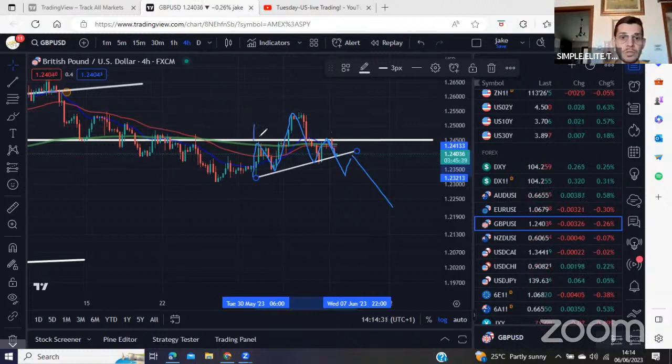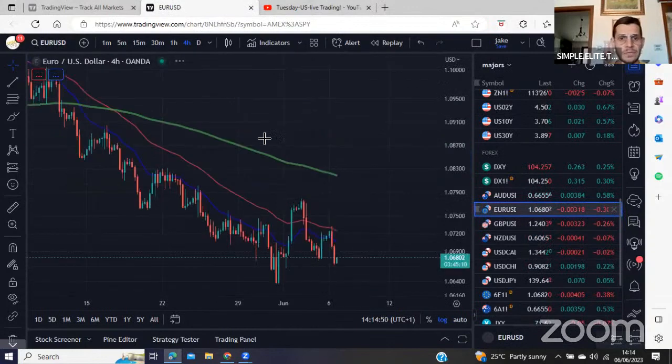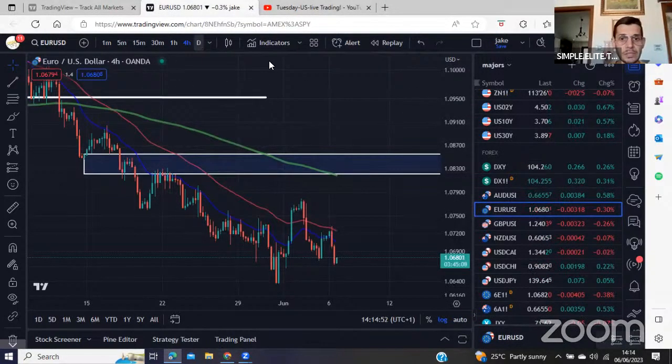So this left shoulder, head and right shoulder is a nice reversal pattern. So I would like to see continuation on the short side. The other pair, let's see, euro, if still on the list.